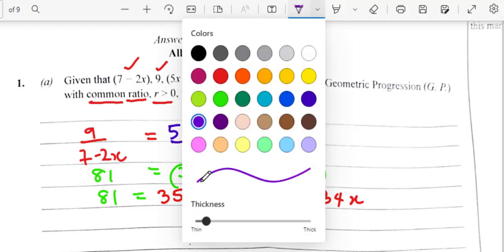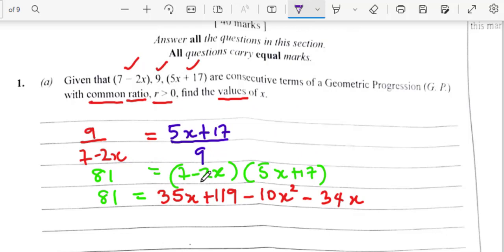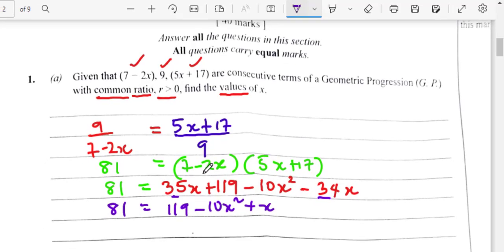All right, so I go on to the next thing to do here, and let me try to simplify what I have here. I have 81 here, and I have like terms 35x and negative 34x. So I'm going to get, let me write the 119 first, then I'll put negative 10x squared here. Then when I simplify 35x and negative 34x, I get positive x. Okay, because that is a quadratic, I'm going to rearrange it so that I can go on with the next thing to do here.